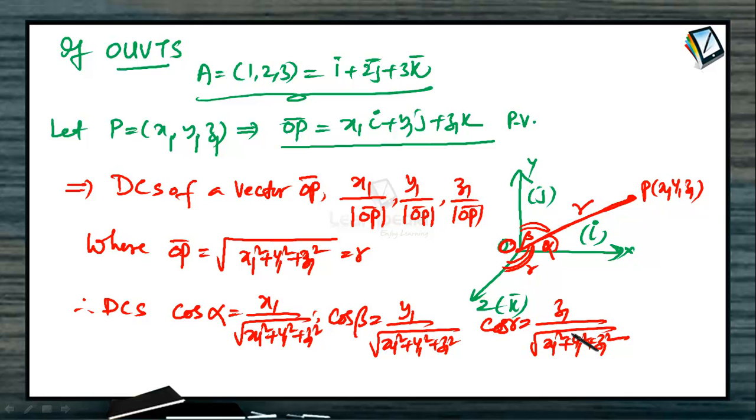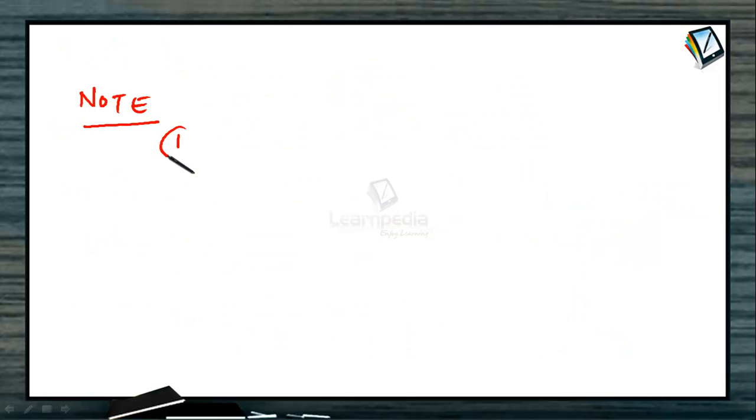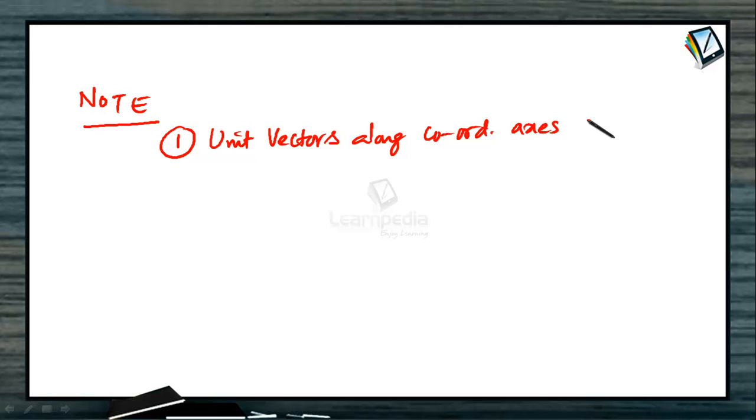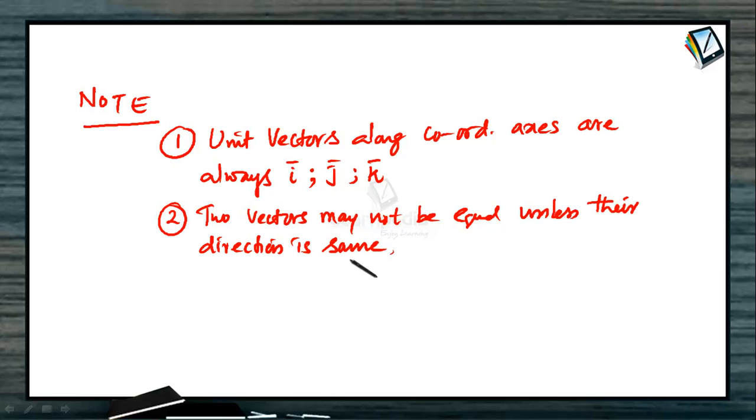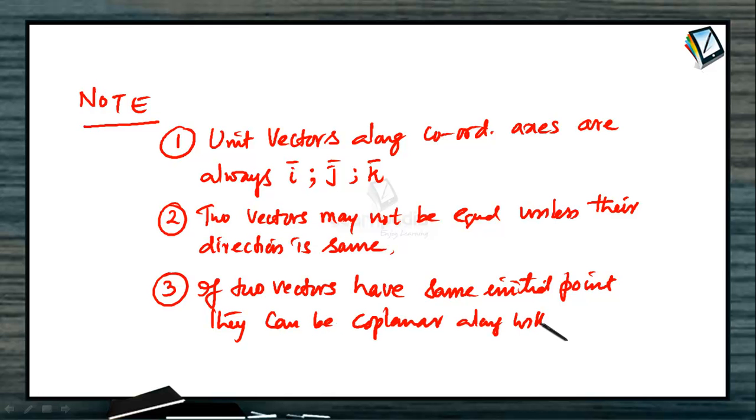This is how every vector is represented in the orthogonal unit vector triad system in Cartesian form. We'll consider certain note points related to vectors. Number 1: unit vectors along the coordinate axes are always i bar, j bar and k bar. Two vectors may not be equal unless their direction is the same. Even though the magnitude is different, you cannot say that they are equal. And if two vectors have the same initial point, they can be coplanar.